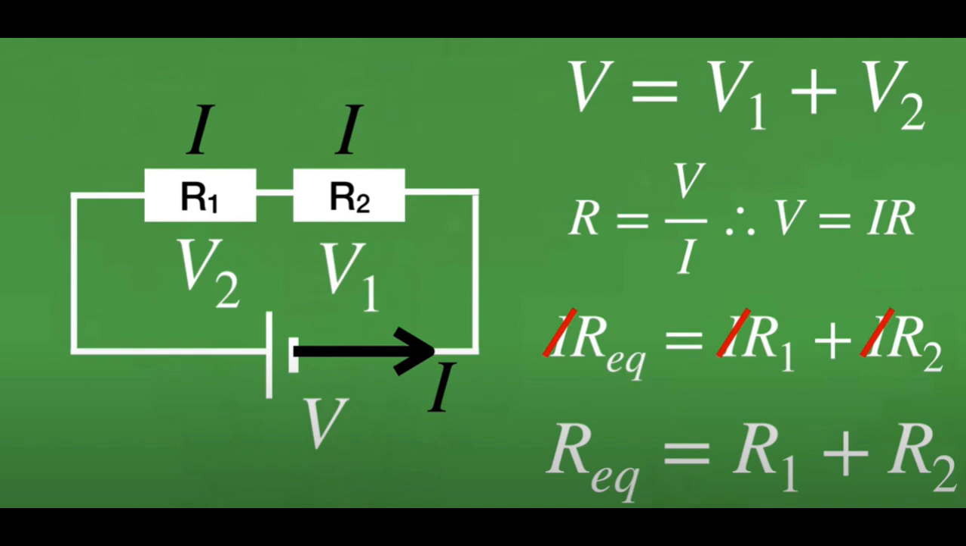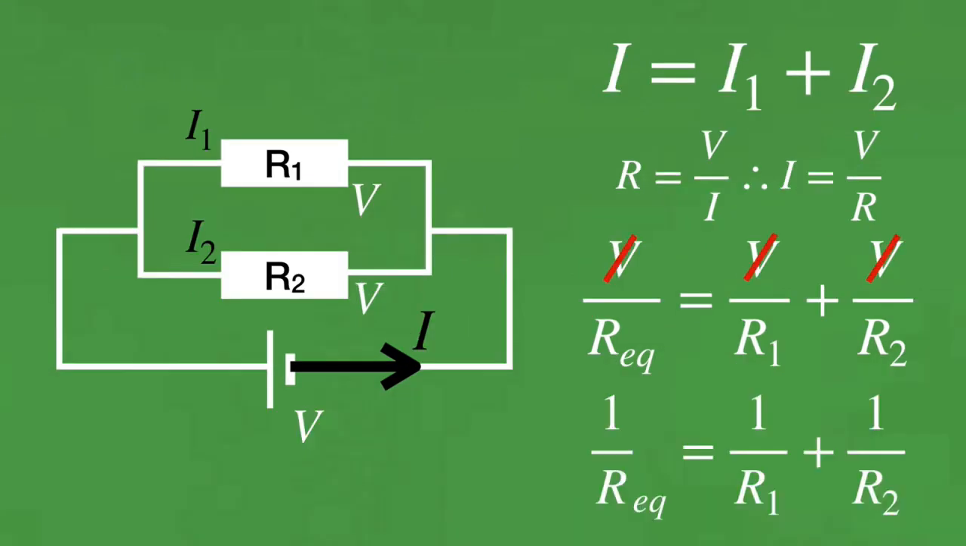Here you can see how we can derive the equation for the equivalent resistance of resistors connected in series. You can see that the sum of the individual resistances gives us the equivalent resistance. Here in this image, you can see how we can derive the equation for the equivalent resistance of resistors connected in parallel. You can see that the reciprocals of the resistances add up to give us the reciprocal of the equivalent resistance.